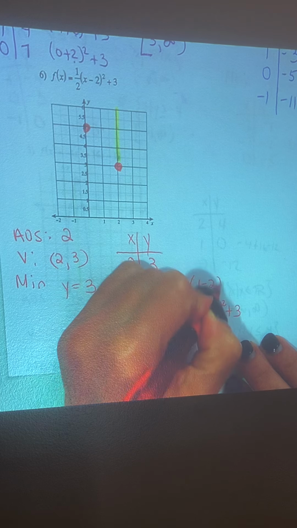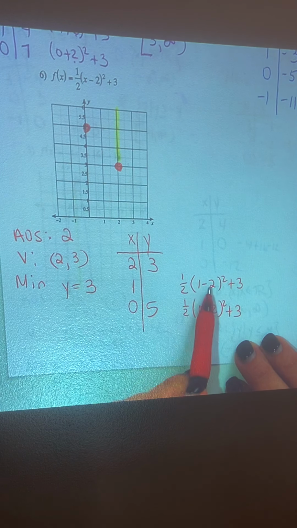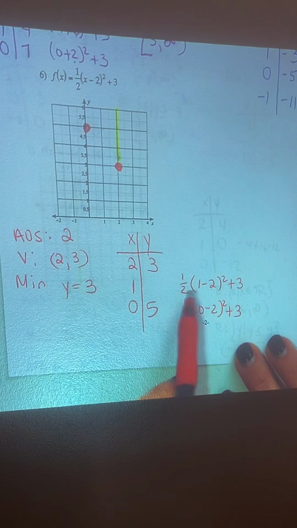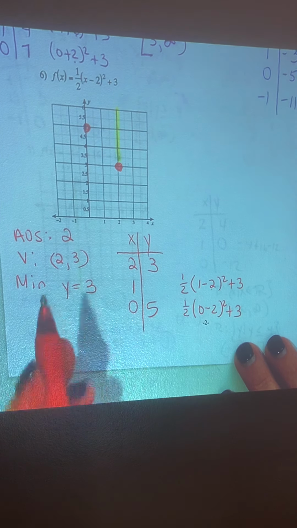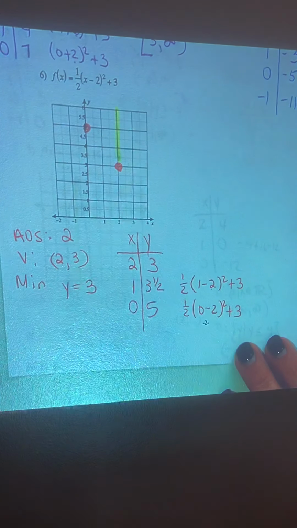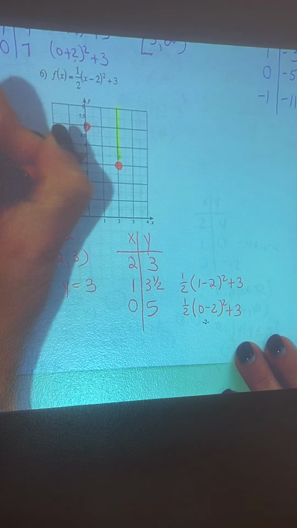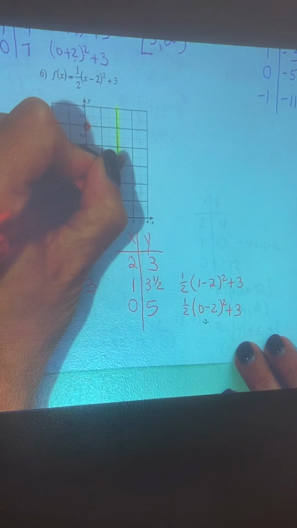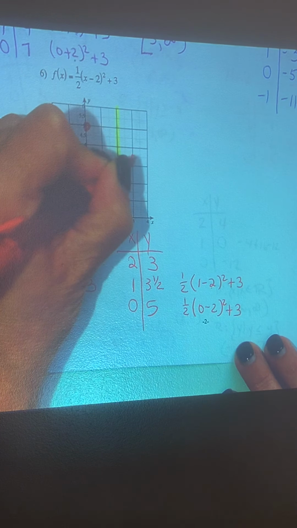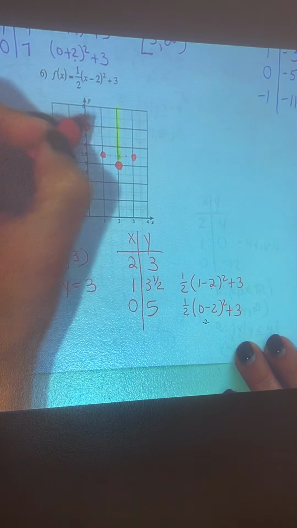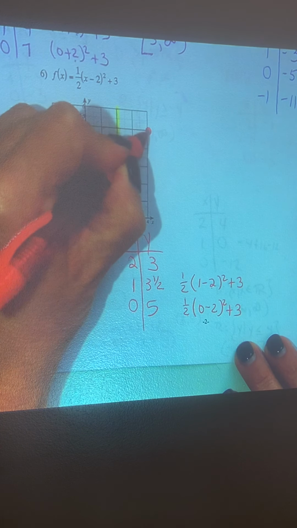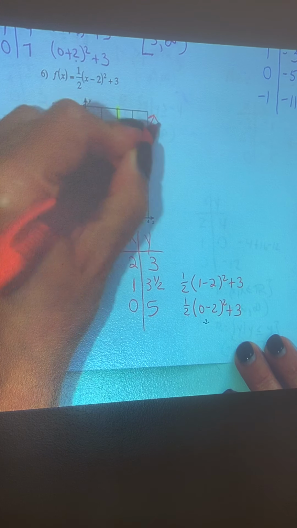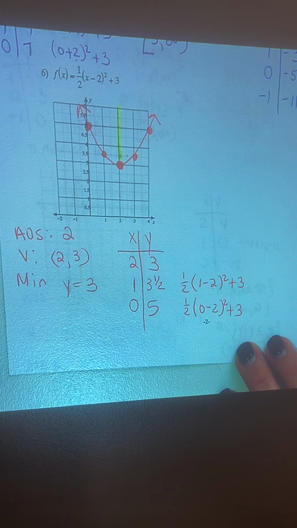1 minus 2 squared plus 3. 1 minus 2 is -1. -1 squared is 1. Half of 1 is a half. 1/2 plus 3 is 3 1/2. So that's 1 and 3 1/2. And reflect. One, two, 1, 2. Notice a half is fat, okay?